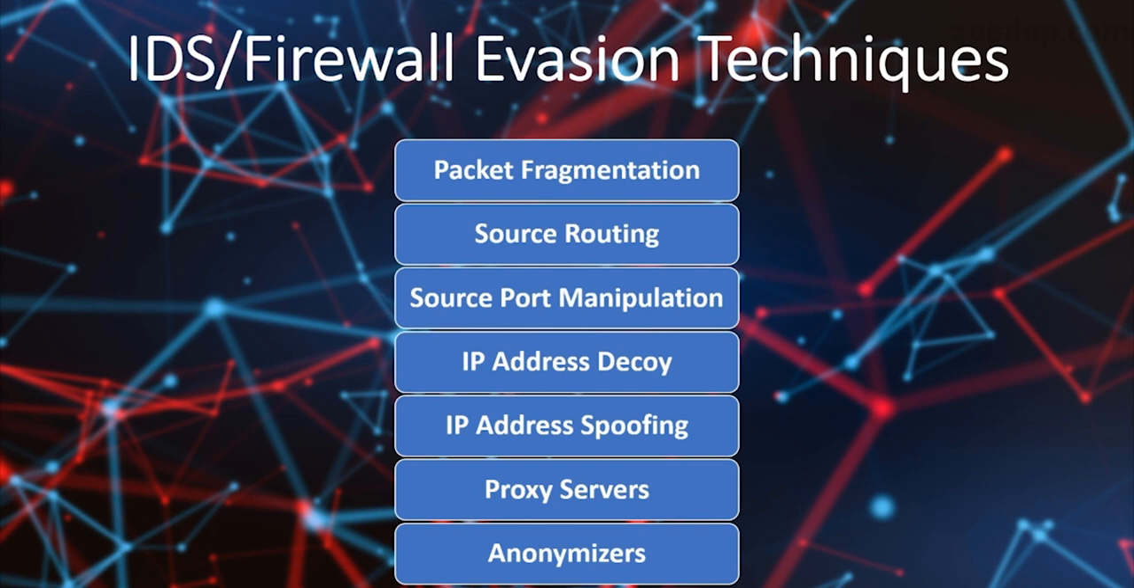And then we have anonymizers. Anonymizers are software or hardware devices that we use in our system to spoof our IP or change our IP to another location's IP. It will also hide our information, and then we can perform scanning. Through all these techniques, we can evade firewalls and IDS.